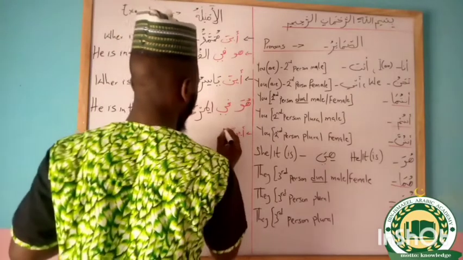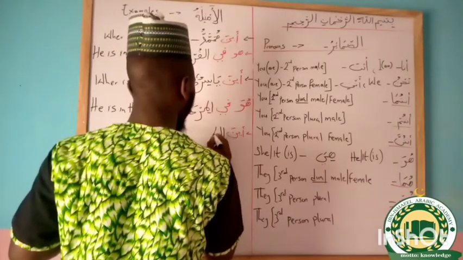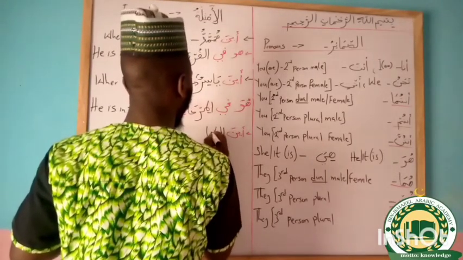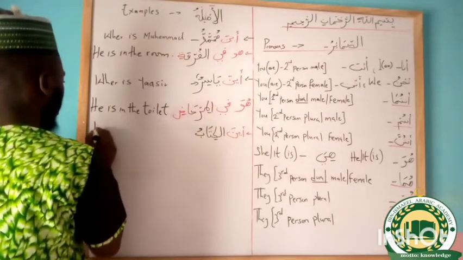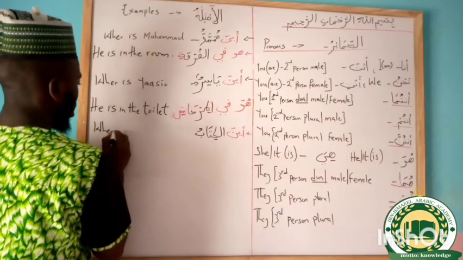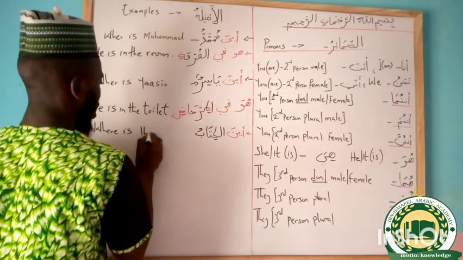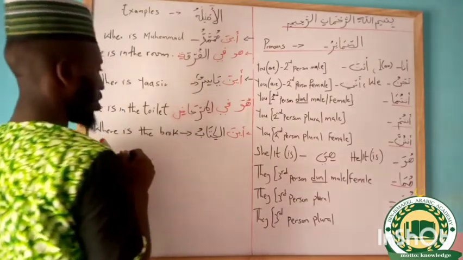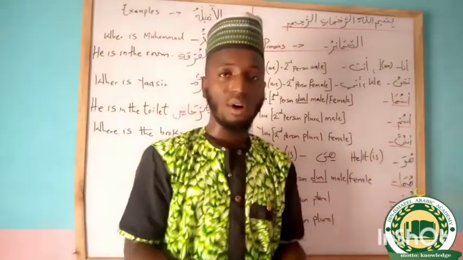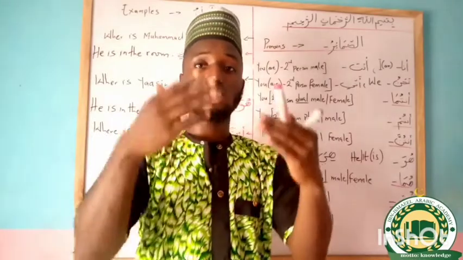أين الكتاب؟ Where is the book? Our answer is: the book is on the table.